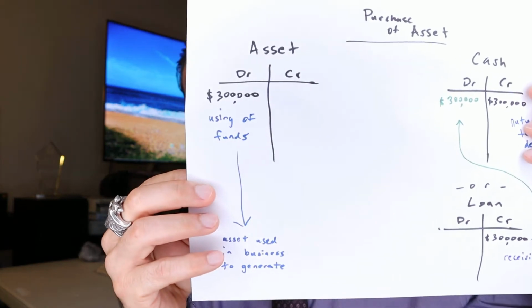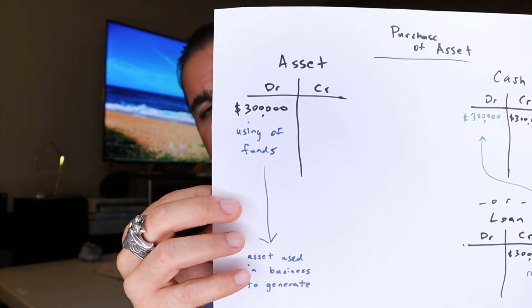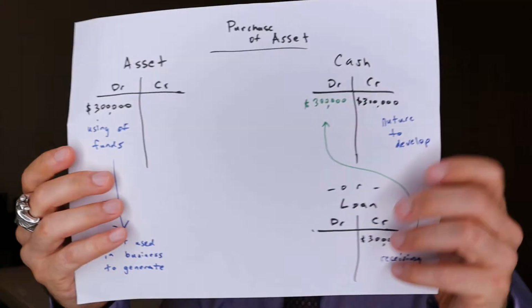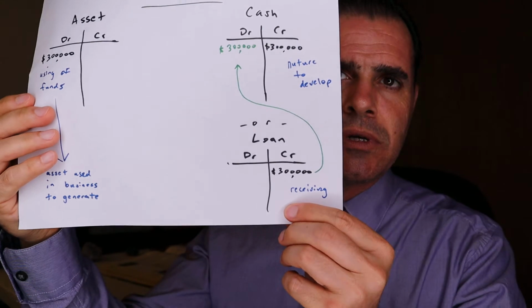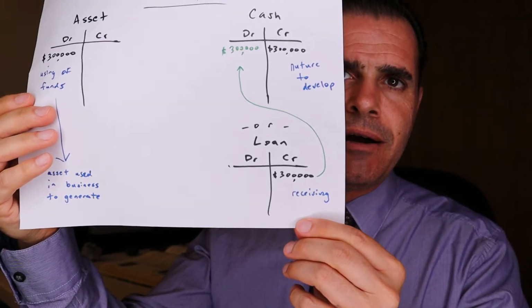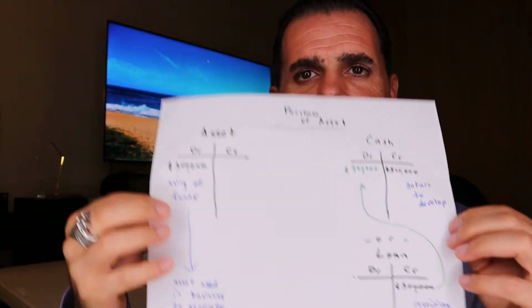So to recap, the debit, the yang side, is assets. We're debiting assets. We're adding to our asset account. And the credit is to the cash account and/or to a loan. So we'd credit our loan account as well if we're using a loan. So that's that.